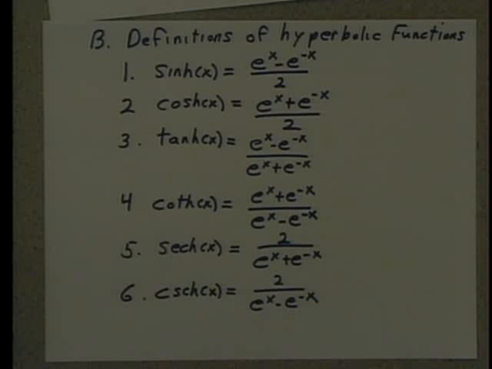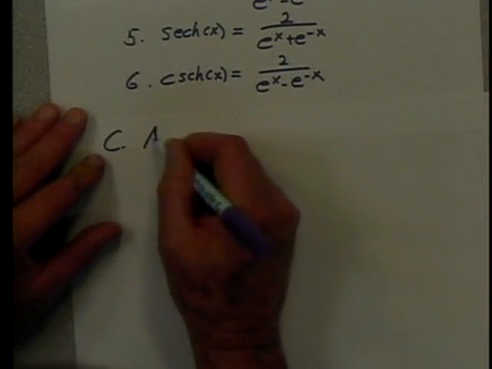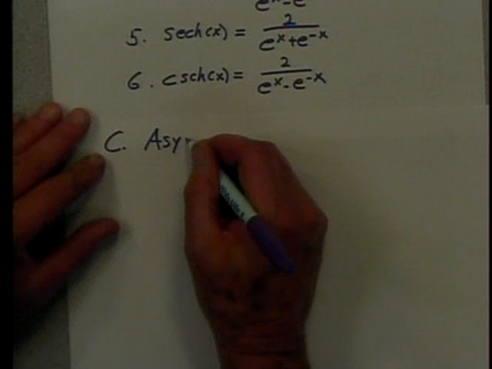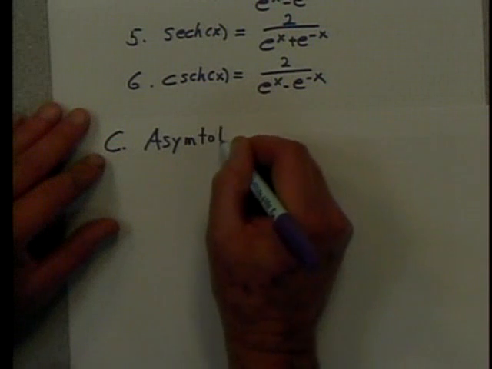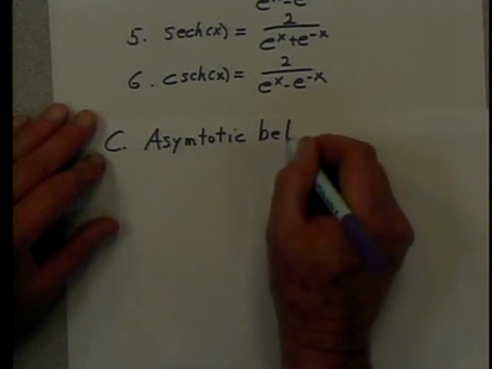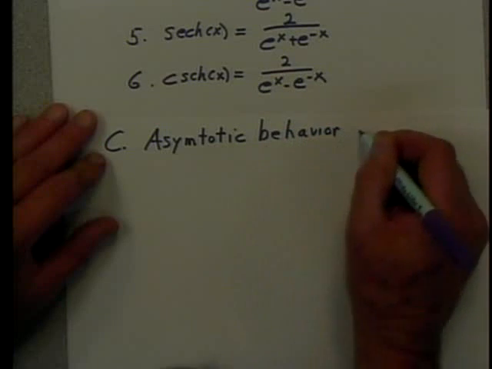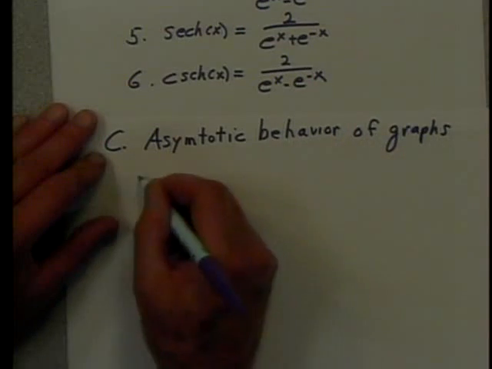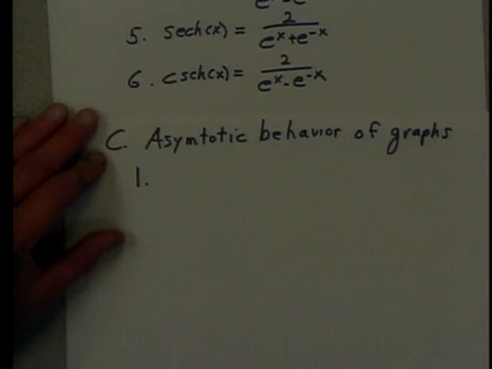The next step along the way is to look at the asymptotic behavior of the graphs. So that's C. Now that I've got them defined, we can actually explore that further. Asymptotic behavior of graphs. Okay, we're just going to look at a couple of these.